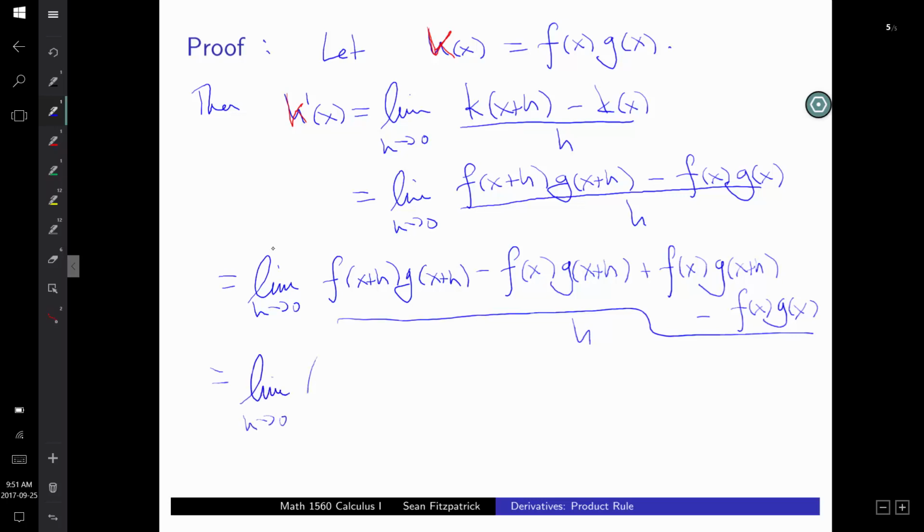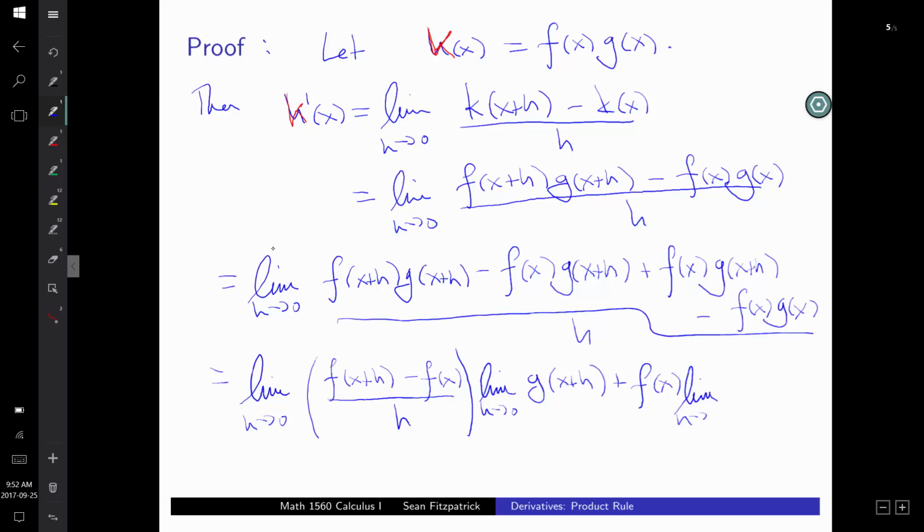So what we're going to do is move things around as follows. Notice that these two terms here both have this g of x plus h in them. So if I factor out that g of x plus h, I'm left with f of x plus h minus f of x. I can divide by h. That's exactly the derivative of f. And I'm going to apply limit properties as I go. Now I notice that my other two terms have a common factor of f of x in them. Remember my limit is with respect to h, so as far as the limit is concerned, f of x is a constant, so I can just bring it out of the limit. And I get the limit as h goes to 0 of g of x plus h minus g of x all over h.